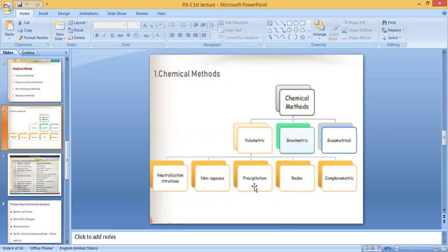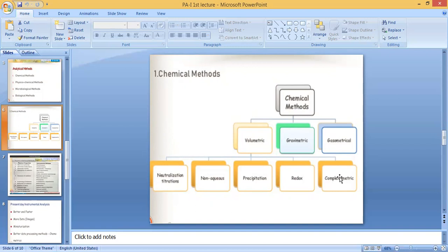Fourth type of volumetric analysis is the redox type of titration. If the analyte whose concentration is to be found out undergoes oxidation or reduction type of reaction, then we are going to perform redox titration, and from the volume of the standard solution consumed by the analyte we can find out the concentration of analyte. Last type of volumetric analysis is the complexometric titration. If the analyte or drug substance contains metal ion in it, either in the form of calcium, magnesium or aluminum, it can be determined by complexometric titration.